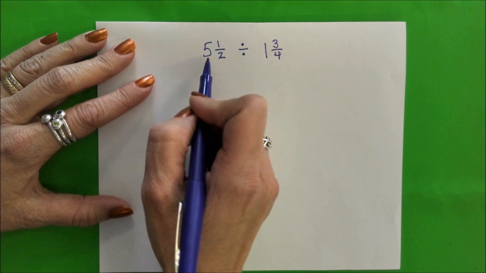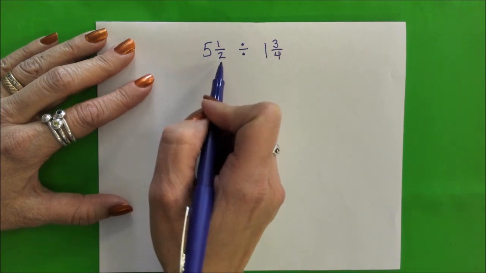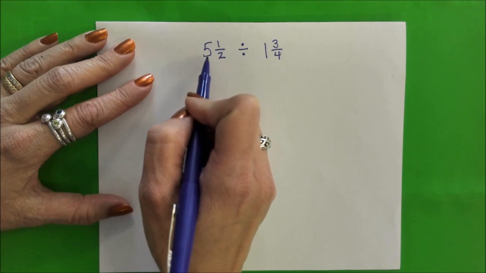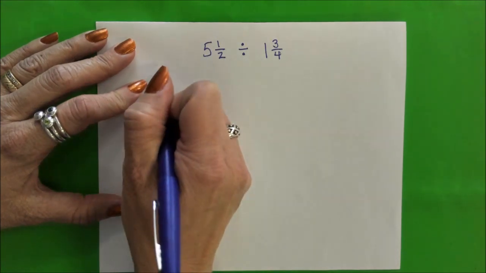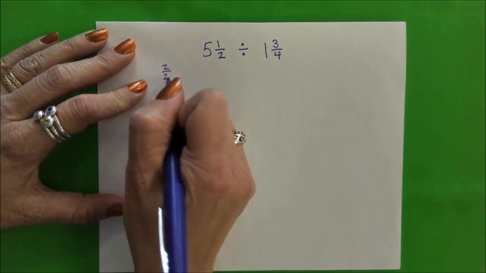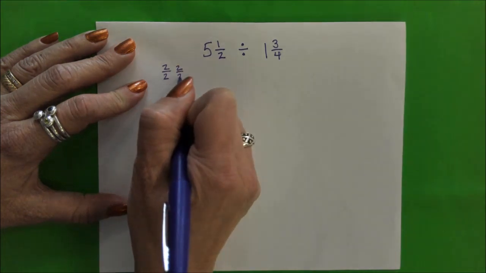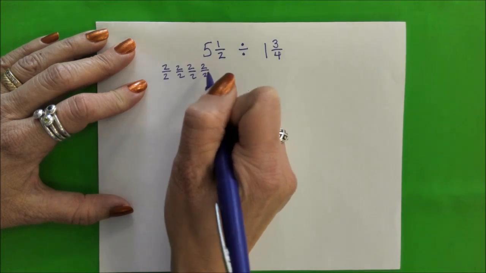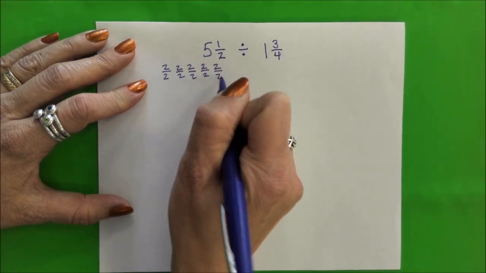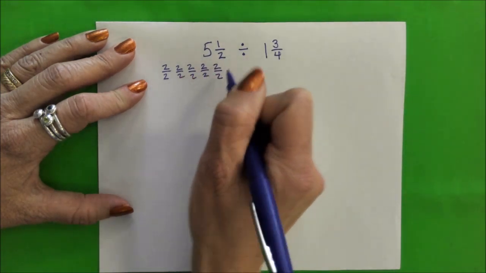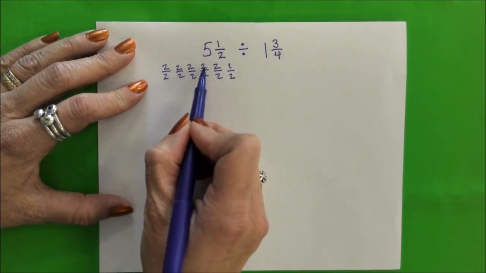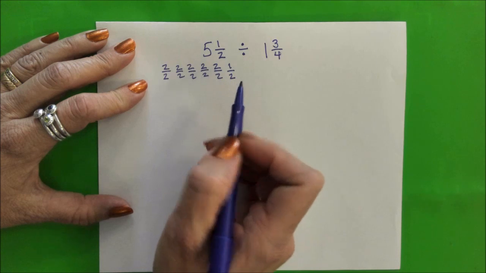To change 5 1/2 into an improper fraction, our denominator is 2, and I have 5 wholes, so I could rewrite each one of these to be 2 halves plus 2 halves plus 2 halves plus 2 halves plus another 2 halves. That's 5. 1, 2, 3, 4, 5. And then I have the 1/2. So that's 2, 4, 6, 8, 10, 11 halves.